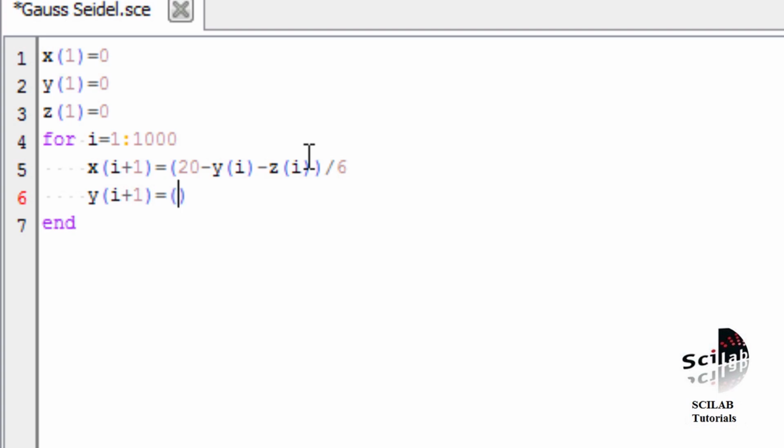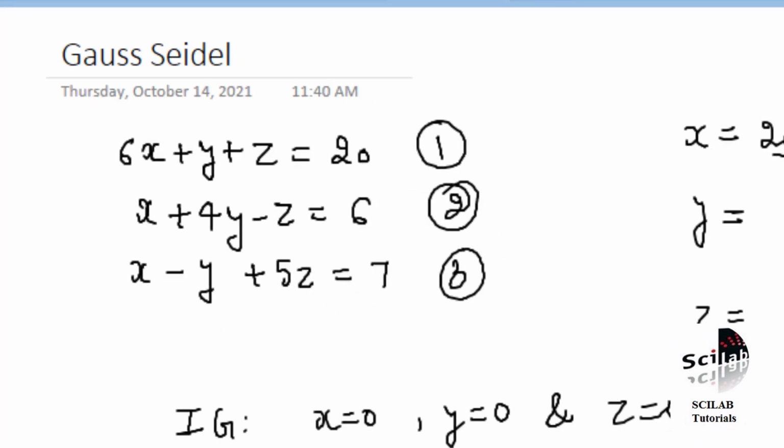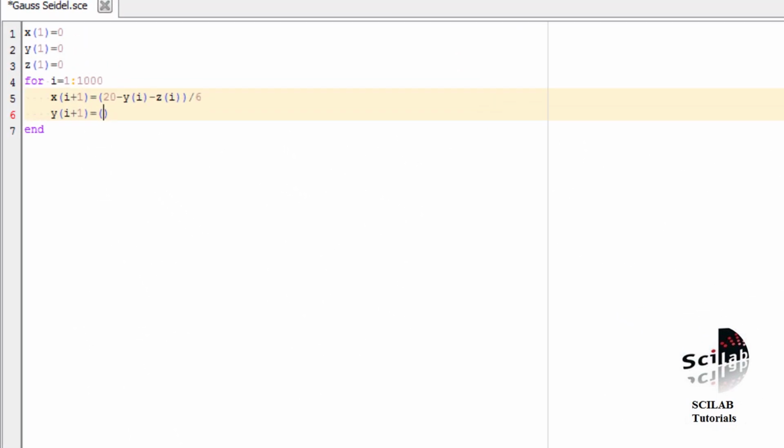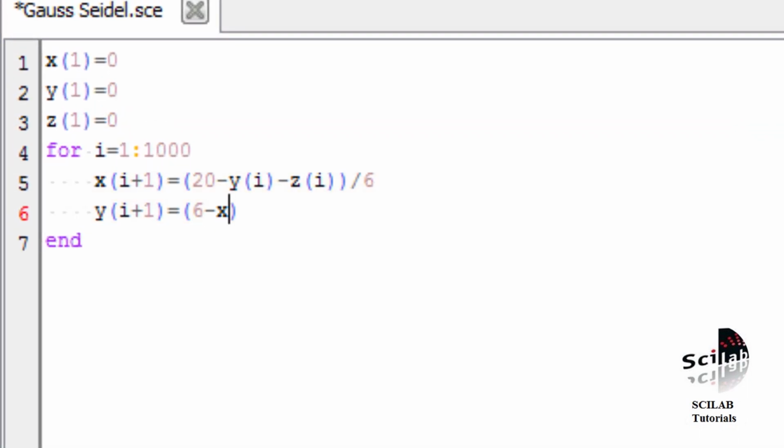So the equation for y is 6 minus x plus z by 4. Now here the most latest value available to us is stored in i plus 1, so we will use i plus 1, and the most latest value available to us is stored in z of i, the previous value.